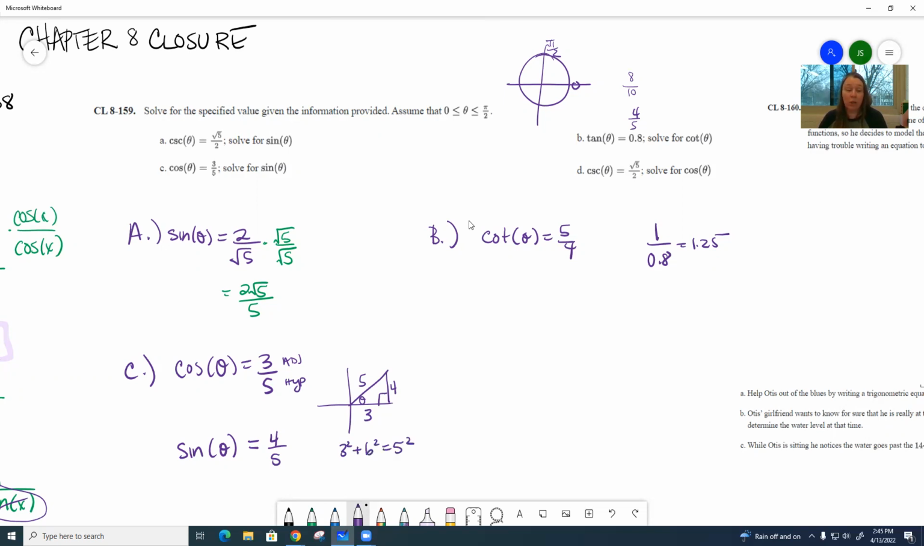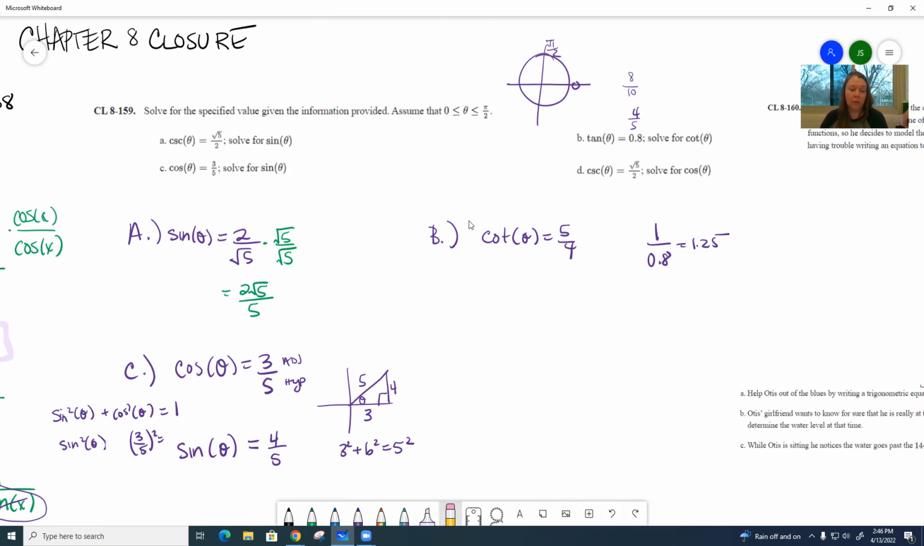Now you also could have gotten your sine using the Pythagorean identity, because sine squared plus cosine squared is 1. And you could have solved for the sine, doing 3/5 squared, and gone through and solved. Oops, my equal sign here changed to a plus for some reason.